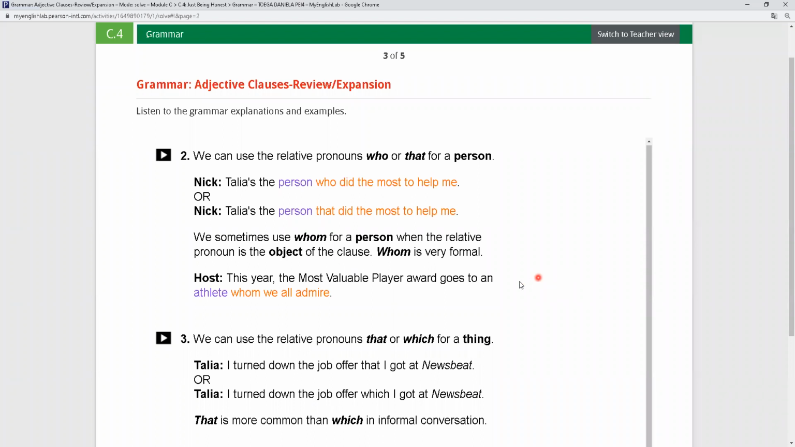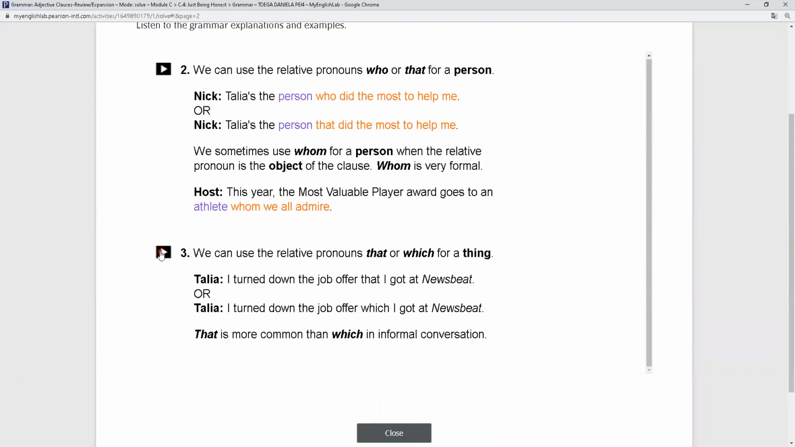Let's continue. We can use the relative pronouns that or which for a thing. I turned down the job offer that I got at Newsbeat. Or, I turned down the job offer which I got at Newsbeat.